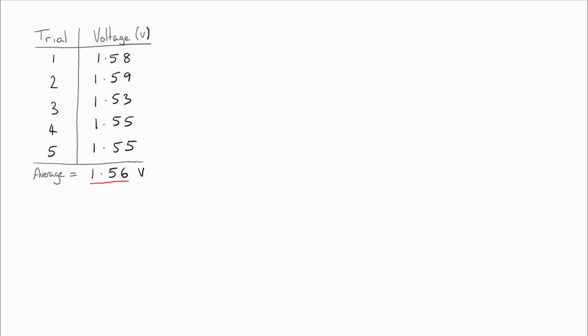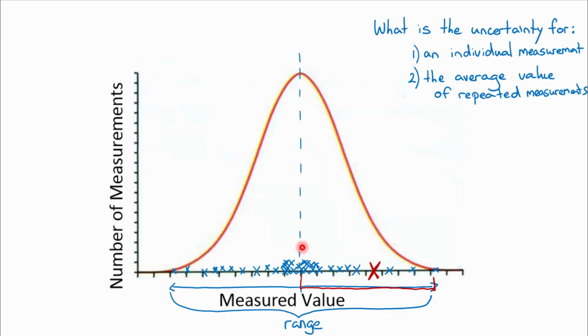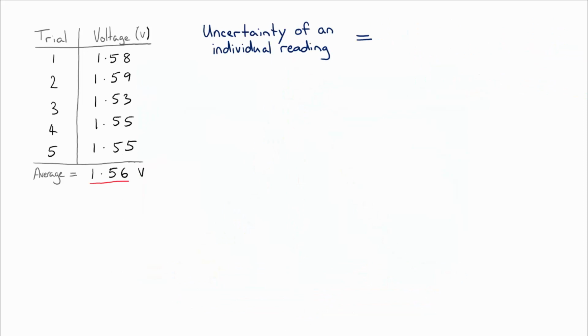So to work out the uncertainty on a single measurement, any single measurement is likely to be within half the range of the average value. So that's actually a pretty simple calculation. So the uncertainty of an individual reading is just half the range. So the range is the maximum minus the minimum. Okay, so any existing or future measurement is likely to be within half the range of whatever your average value is.